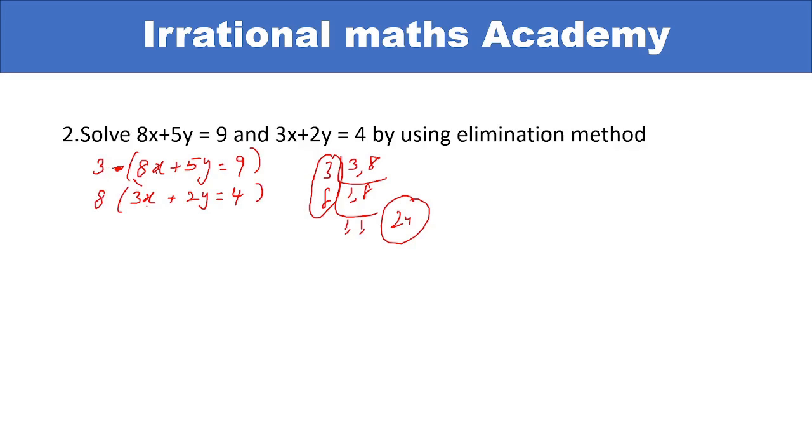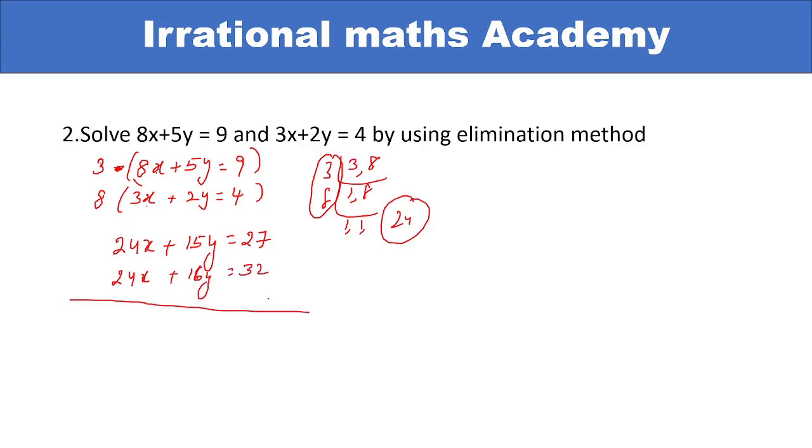While multiplying, a few students multiply 3 into 8 and 3 into 5 but forget to multiply the 9 also. This 3 is for the whole equation, not just for these two terms. Don't forget that. So 3 into 8, 24x. Next 3 into 5, 15y, equal to 3 into 9, 27. Next 8 into 3, 24. Next 8 into 2, 16. And 8 into 4, 32.